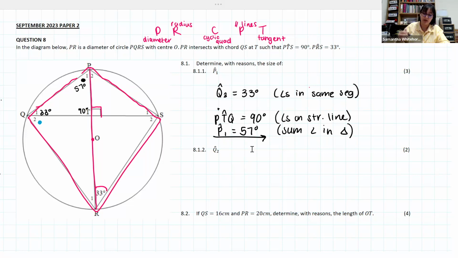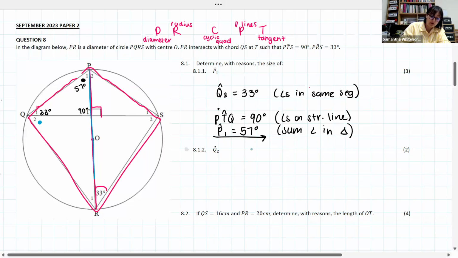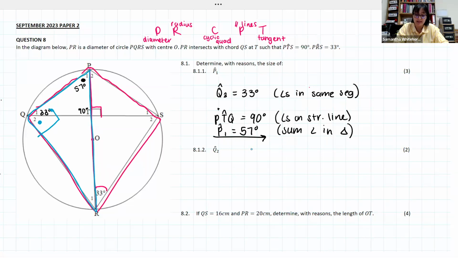Okay, nice, guys. So remember PR is a diameter, which means that the angle at the circumference it subtends is 90 degrees. So what that means is that angle PQR is equal to 90, angles in semicircle.